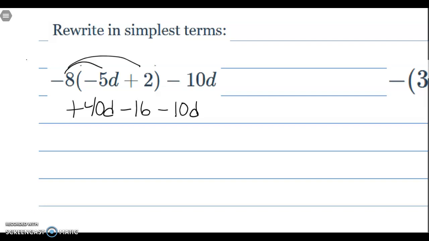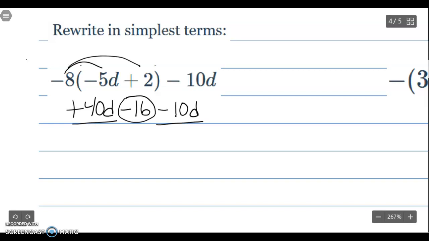All right, now I'm going to go ahead and combine my like terms. So I've got the 40D, which is a like term with the negative 10D, and then I've got the lone constant, negative 16. Since the 40 is positive and the 10 is negative, they're different signs, find the difference, which means to subtract. So 40 minus 10 is 30D. And we leave it positive because the 40 is bigger. And then I bring down this negative 16.